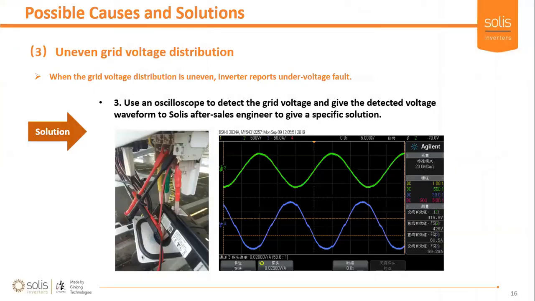Third, we can use an oscilloscope to detect the grid voltage and give the detected voltage waveform to our Solis team, to give a particular phase and specific solution. This distribution is uneven. If the particular problem or the cause is not getting solved, this can be handed over to the Solis service team, which will help give a specific solution.